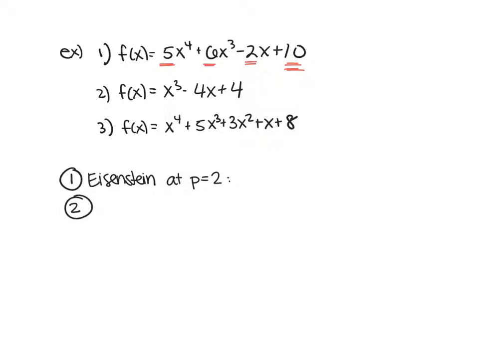For the second one, this is not an Eisenstein polynomial because the only thing that could work is 2, but our last coefficient is a multiple of 4. So we can't use Eisenstein's criterion. So let's try to use the mod P irreducibility test. Now, I usually try mod 2 first, and that doesn't work in this case because you just get x cubed, which is reducible, x times x times x. So let's try mod 3.